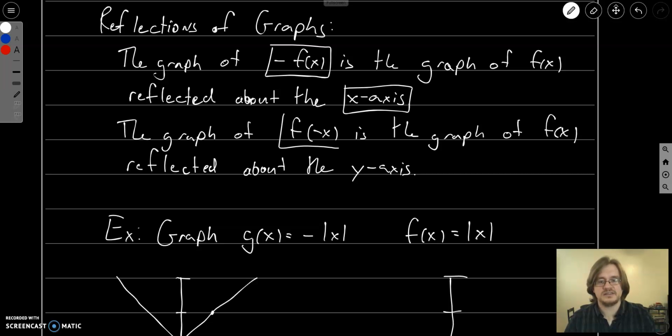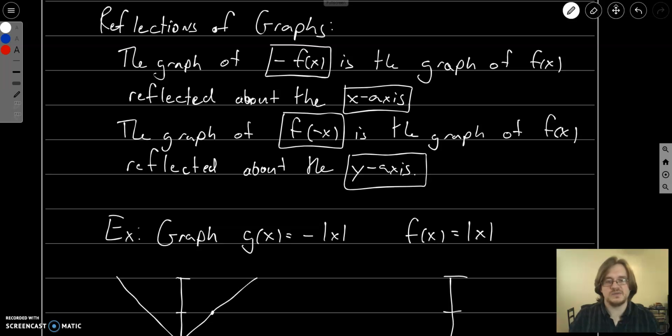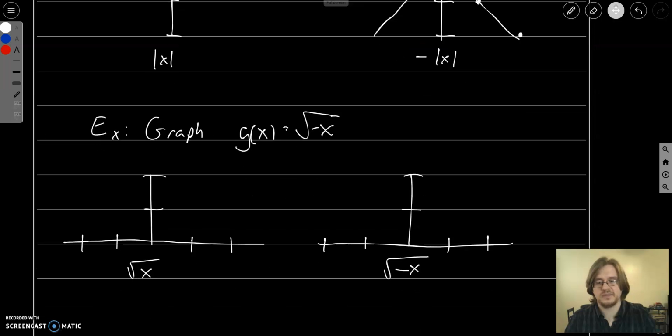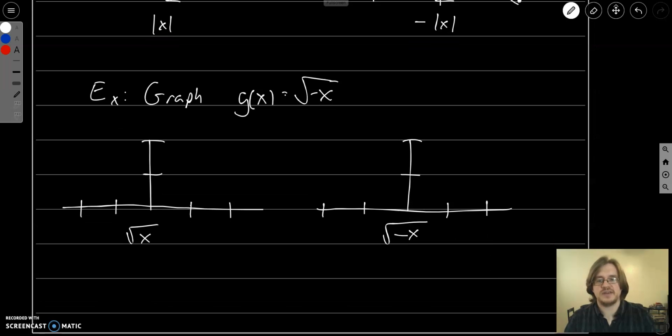And this is maybe a little bit trickier to see, but the graph of f of negative x is going to be the same as the original graph, but it's going to be reflected about the y-axis. So again, let's look at an example. If we have g of x is the square root of negative x, well, this looks a lot like just the square root of x, but I've replaced x with a negative x.